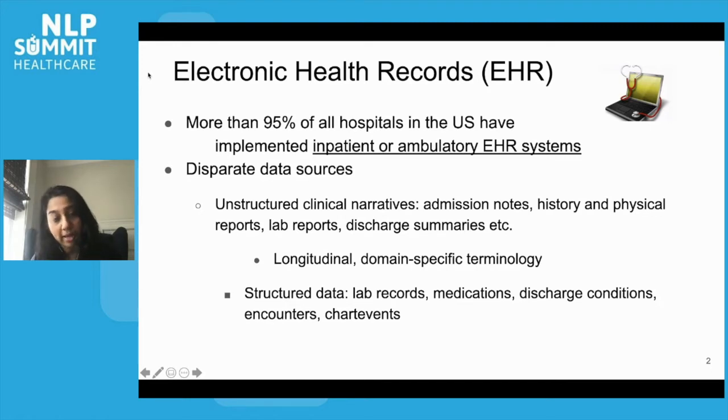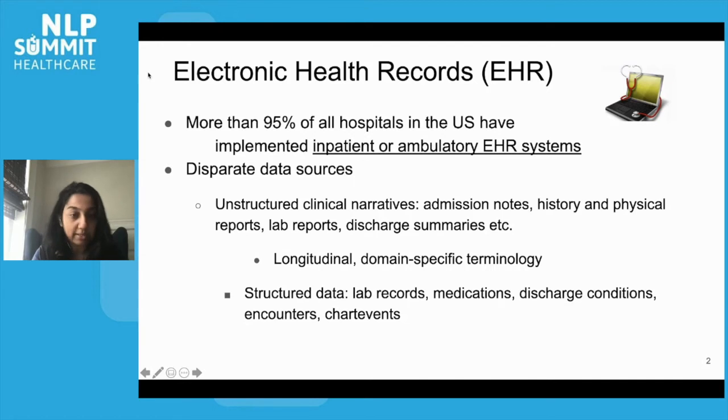Now, in an unstructured format, you have your clinical notes or clinical narratives, which consist of admission notes, history and physical reports. There could be lab reports, discharge summaries, and so on, essentially capturing the symptoms, conditions, and problems that the patient presents with, the tests that are done, the treatments that are administered, the medications that have been prescribed, and how the patient responds to it, and continued care of the patient over time, which is what makes it longitudinal in nature. Now, given that this is medicine and these are physicians or medical experts noting a patient's history, you have a lot of domain specific medical terminology used in these notes.